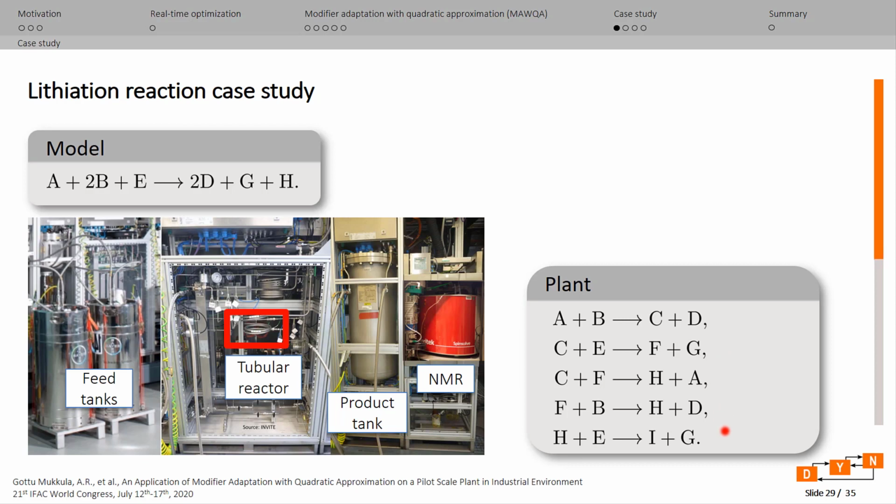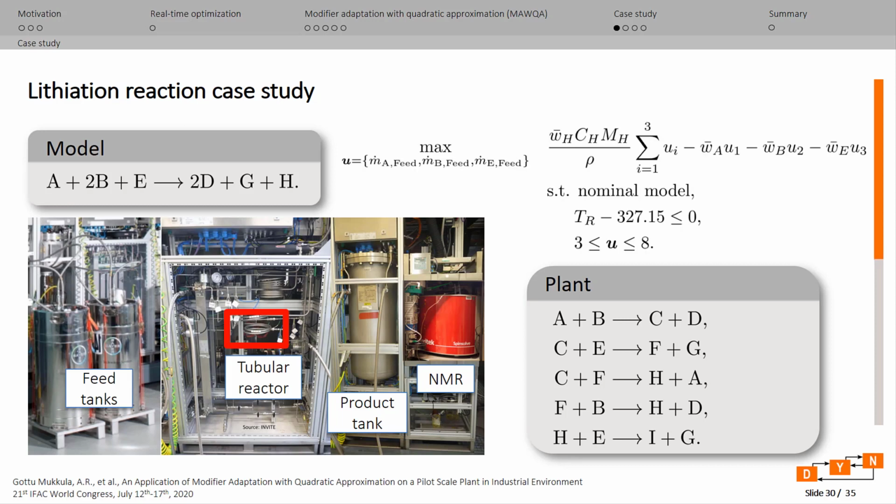Instead of the 5-step reaction mechanism, the nominal model considers a single-step reaction leading to plant model mismatch. For safety reasons, the temperature in the reactor has to remain less than 54 degrees Celsius, and the goal is to maximize the profit function shown here. We want to maximize the concentration of the product in the product stream. In the profit function, WA, WB, WE and WH are the weights which reflect the cost of the reactants and the product. The bounds on the feed flow rate are 3 and 8 kg per hour. The concentration of the product H is measured using the online NMR sensor.